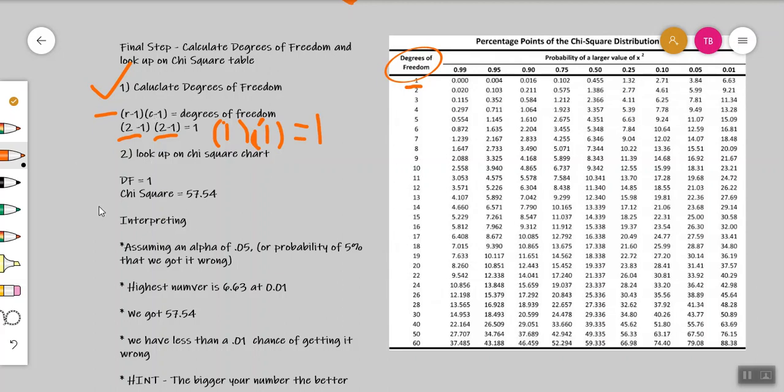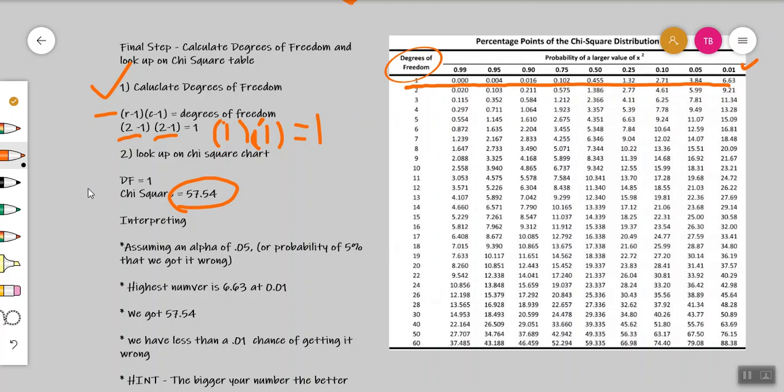And now step 2, you take the chi-square number you just got, 57.54, and you're going to look it up on the chart. So basically what you do is you're in this row now and you go across the chart until you find the number you got. In this case, the biggest number we have is 6.63. That's the biggest number we get, and it's up here at the alpha of 0.01.